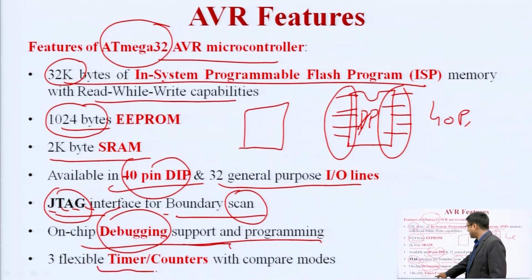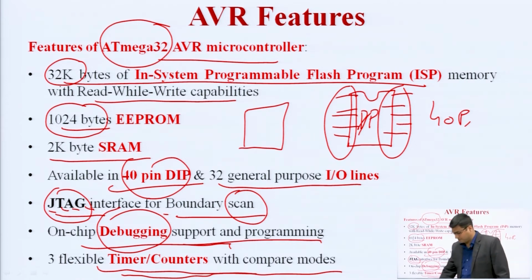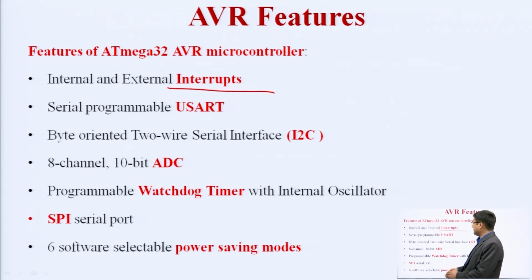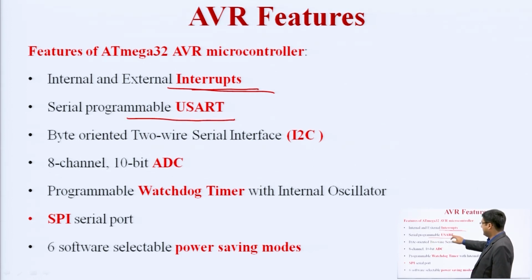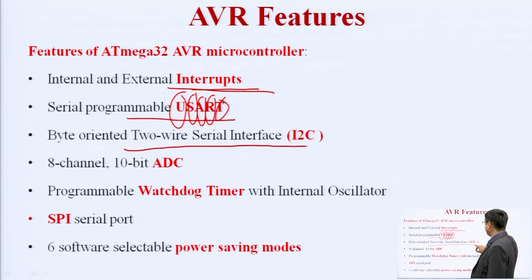It has 3 flexible timer counters with compare modes. After that, it has internal and external interrupts. We have seen that there are many types of interrupts available in our system. It has a programmable serial USART, universal synchronous asynchronous receiver transmitter. It has a byte oriented 2-wire serial interface, I2C, the inter-integrated circuit communication protocol.